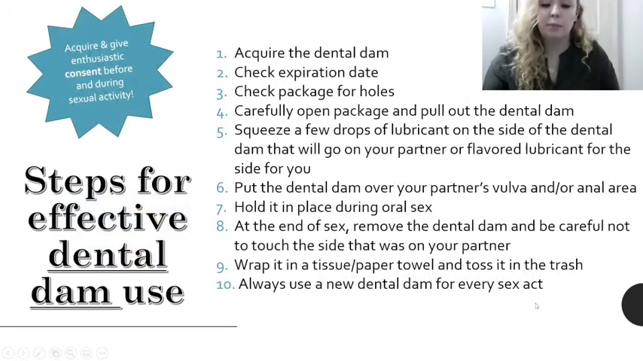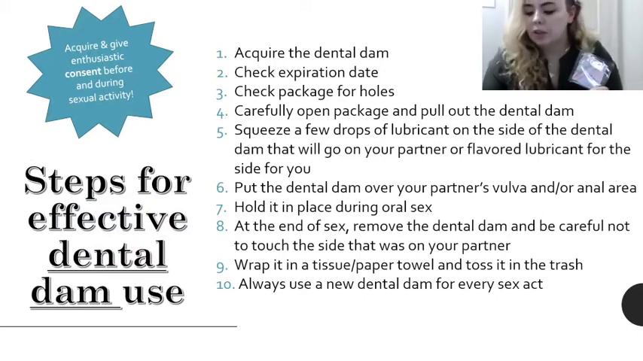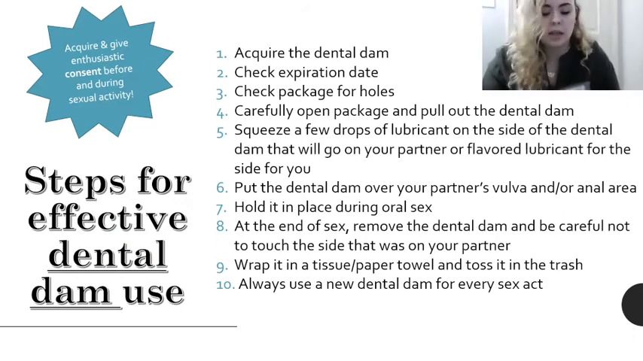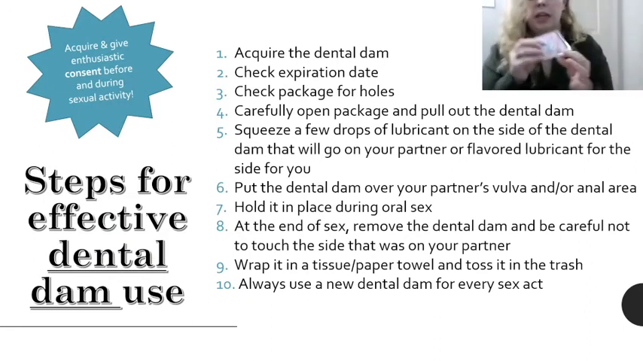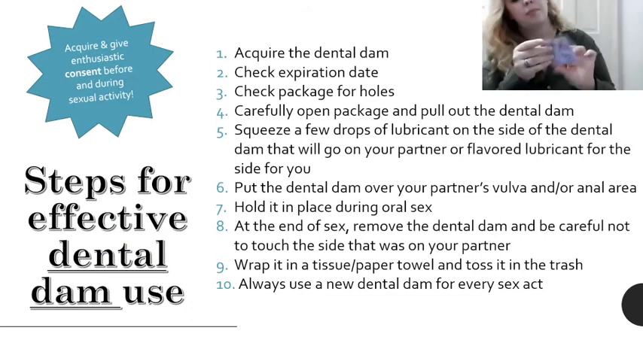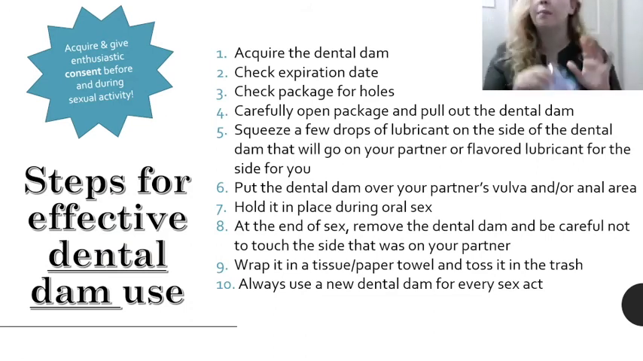So our steps for effective dental dam use are once again going to be acquire the dental dam. Like we talked about with the internal condom, these ones are a little bit harder to find, but you can access them in those same places. You can order them on Amazon, you can get them at a health clinic, or you can get them for free from us at NAPS. So make sure you acquire your dental dam. This one is going to have the expiration date right on the back at the bottom. So you're going to check the package one more time, make sure there are no holes, and then carefully open the package and pull out the dental dam.